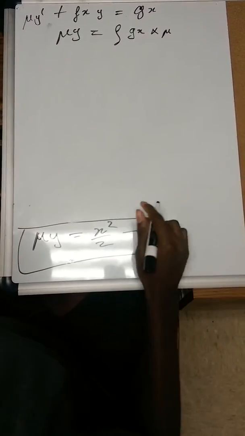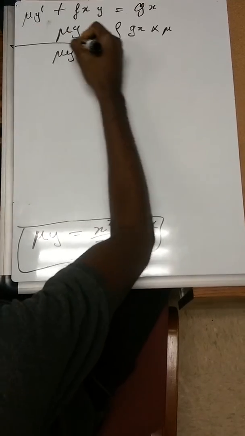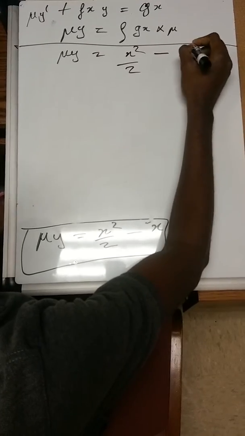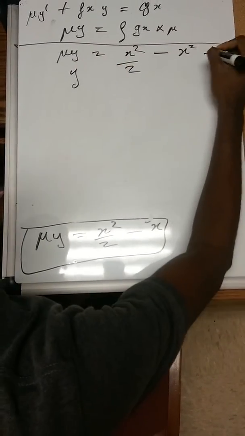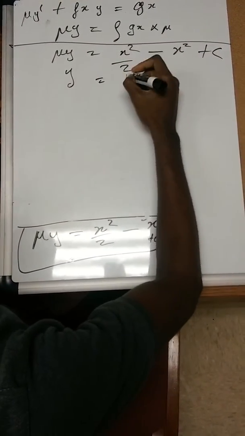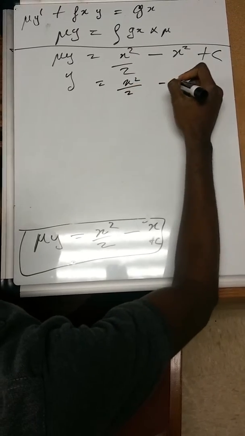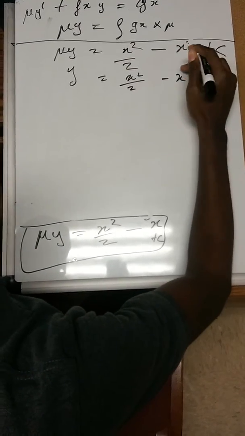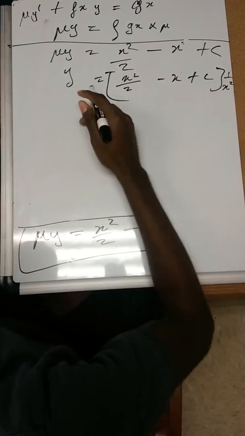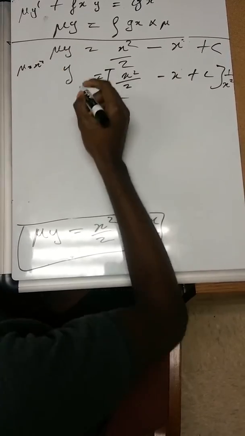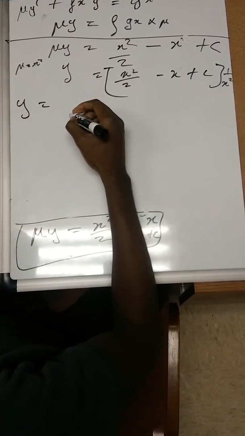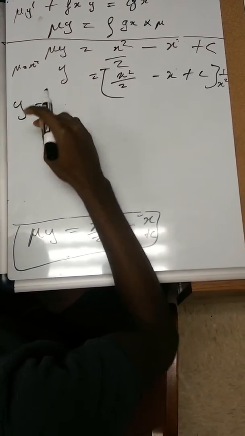Yeah. Now, mu y from the question before is equal to x squared over 2 minus x. So that means that y, plus c, don't forget your plus c, is equal to x squared over 2 minus x plus c, all multiplied by 1 over x squared, from mu equals x squared. So yeah, divide out by mu. Get that? So that's y.